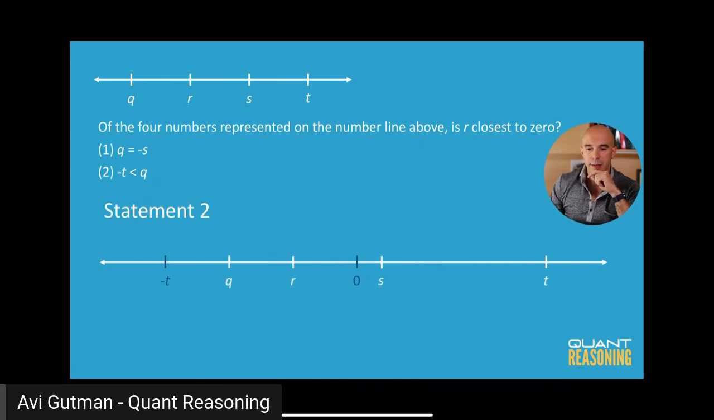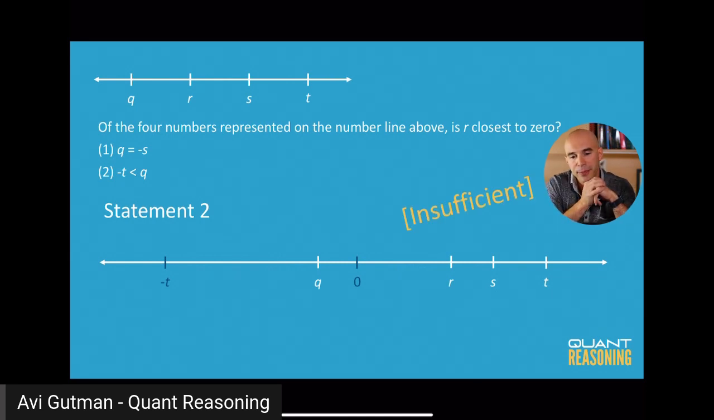But you can see here, let me show you that again. So Q, R, and S, I can play around with them as much as I want as long as I maintain their relative order. And we can see that in this case, Q is closest to 0. In this case, R was closest to 0. So is R closest to 0? I don't know, and that's why it's insufficient. So the correct answer here is A.